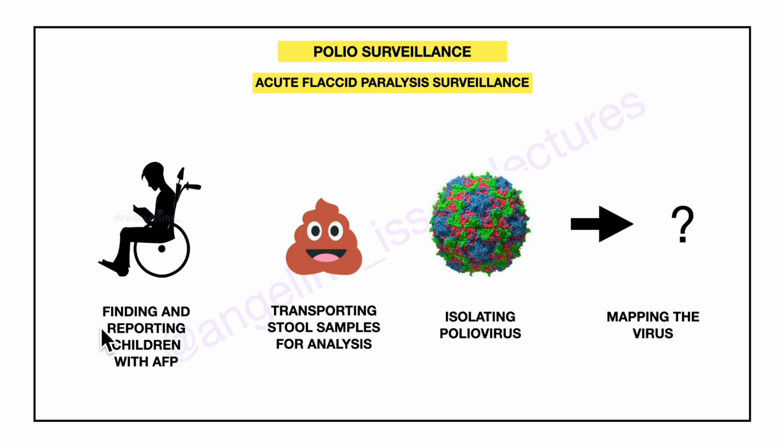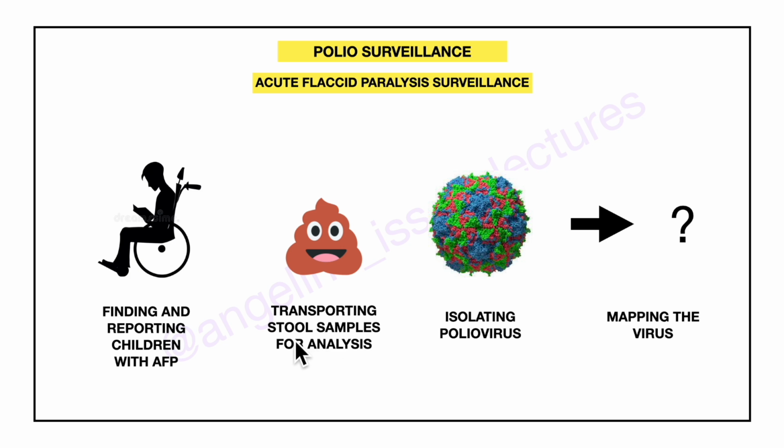Now the first links in this surveillance chain are the staff in all health facilities, from the district health centers to large hospitals. They must report every case of acute flaccid paralysis in any child under 15 years of age. In addition to this, the public health staff must make regular visits to hospitals and rehabilitation centers to search for these acute flaccid paralysis cases.